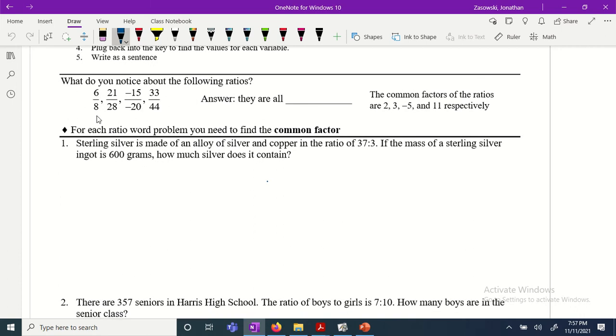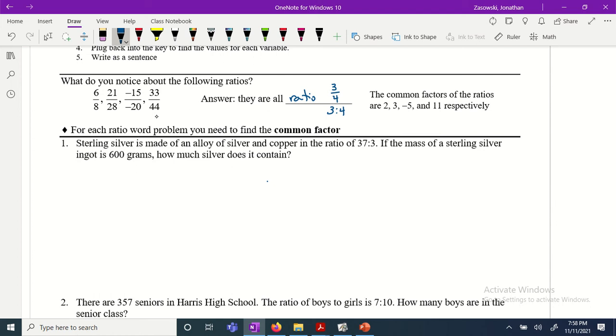So for example, 6 to 8, 21 to 28, negative 15 to 20, 33 over 44. And all of these fractions right here, all these numbers they gave us, what do we notice about them? They're all in the same ratio of 3 to 4. Or we might write it like this.